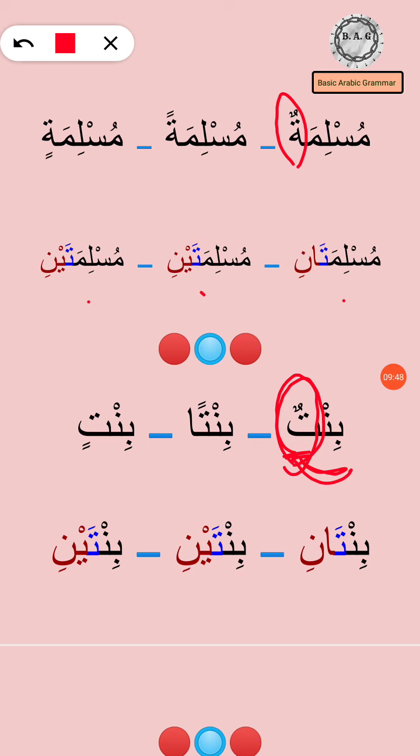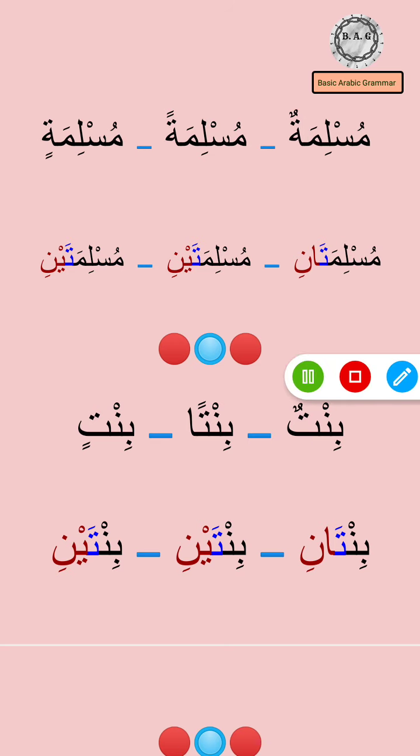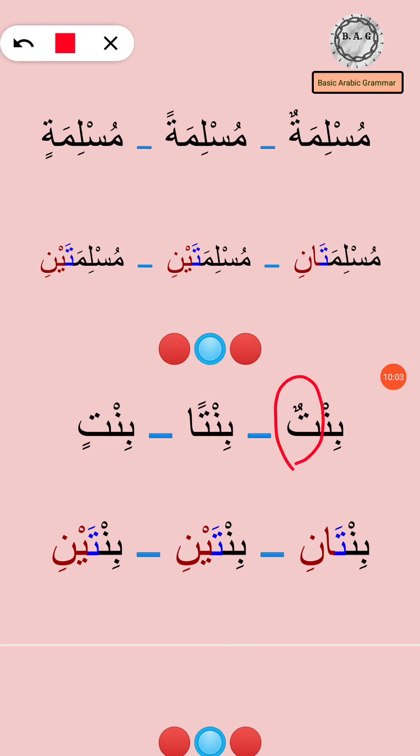Therefore, don't get caught up between this and this. Okay, so of course we don't need to open up this ta. This regular ta in bintun doesn't need any replacement. It already is that ta. So instead of making it bintatani, we are going to make it bintani. Just keep this in your mind, because some people tend to make this mistake.